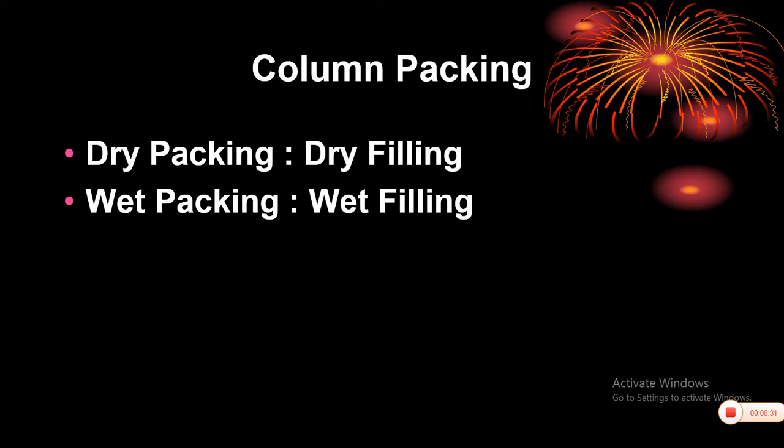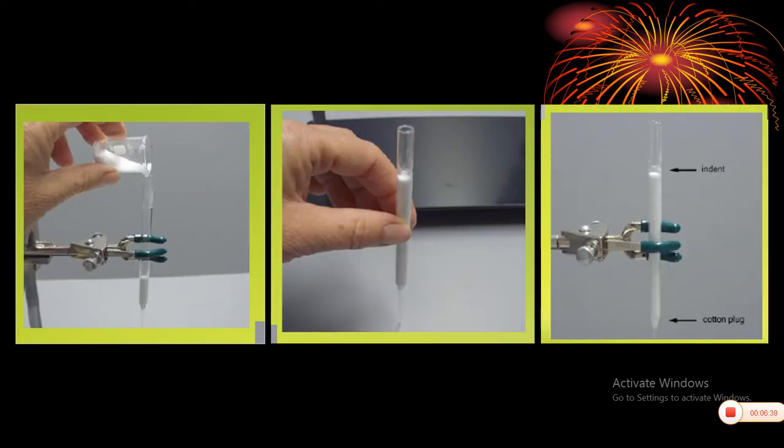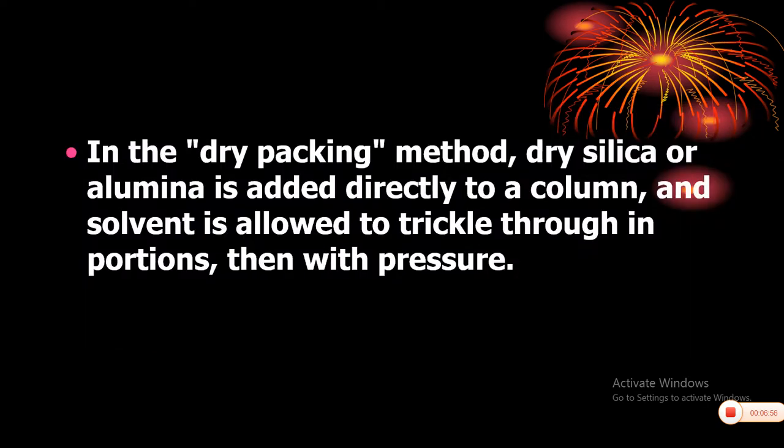There are two methods. One is called as dry packing, other is called as wet packing. Dry packing is also known as dry filling. Wet packing is also known as wet filling. So as the name suggests, dry packing is carried out by using dry adsorbent. So this figure shows the process of using the adsorbent in dry condition. It is added to the column directly.